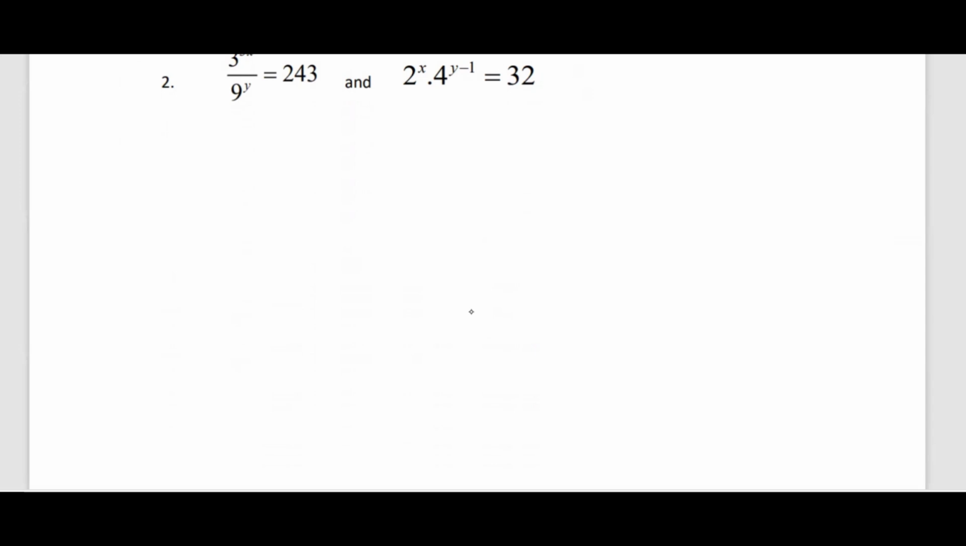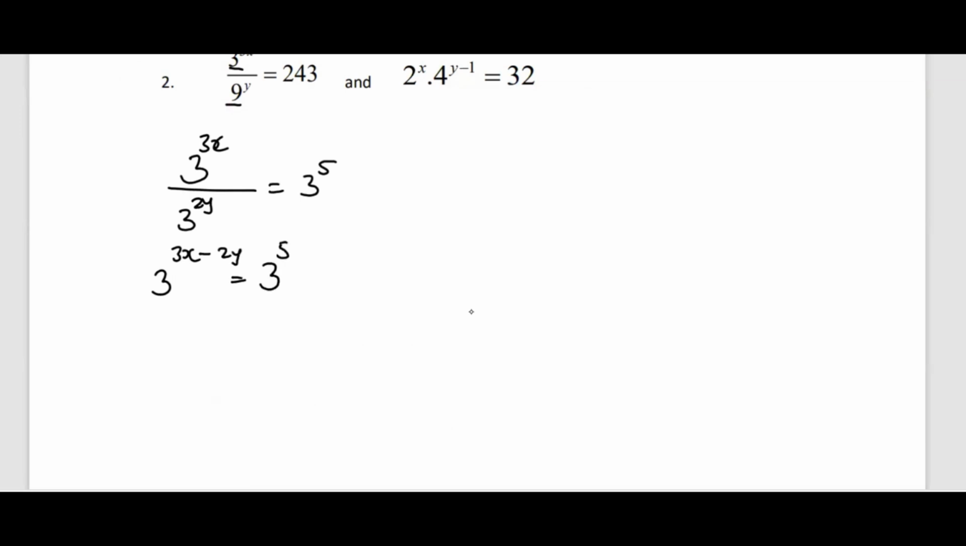Okay. This is a base of 3. This is a 9, which can be expressed as a base of 3. This is 243, which can also be written as a base of 3. Stand to be corrected. Yes, it can be written as a base of 3. So it's going to be 3 to the 3x over 3 squared with the y, which means 3 to the 2y, is equal to 3 to the 5, okay? Then since this is a division, we shall subtract. So it is going to be 3 to the 3x minus 2y, is equal to 3 to the exponent of 5.